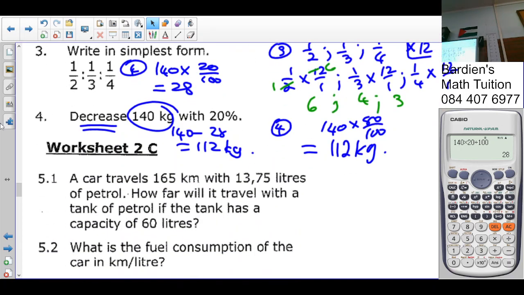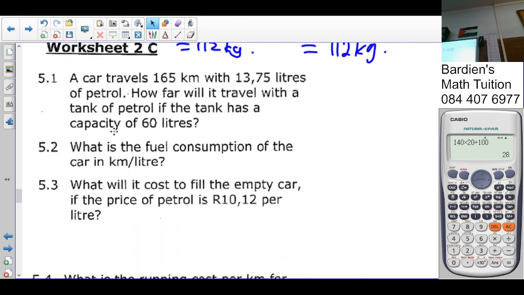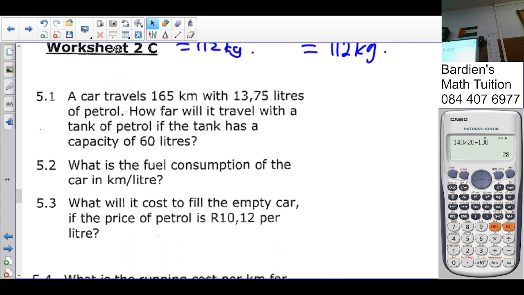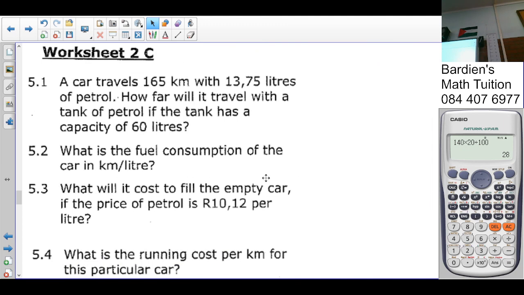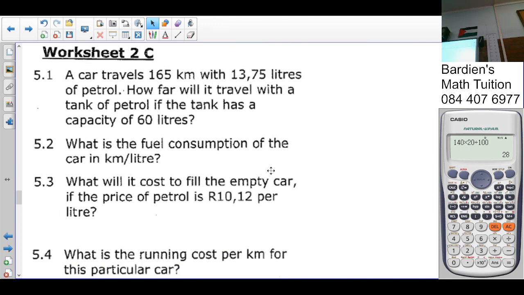Next, 2C, number 5. A car travels 165 kilometers with 13.75 liters of petrol. How far will it travel with a tank of petrol if the tank has a capacity? Capacity is what it can hold, of 60 liters.